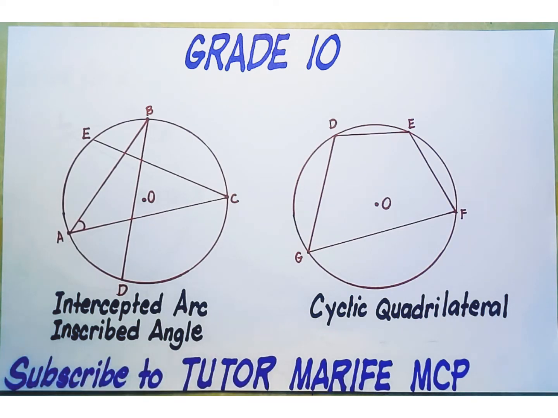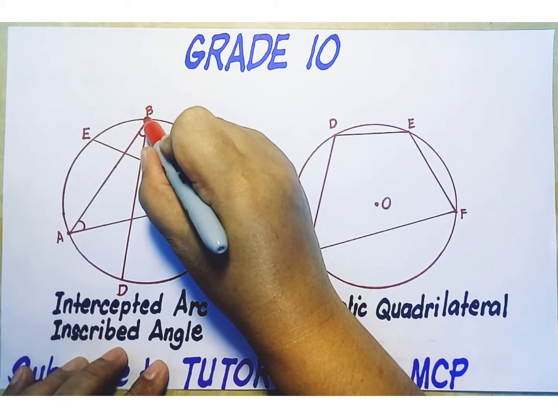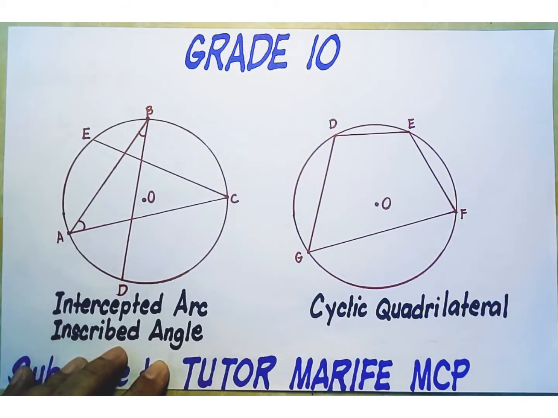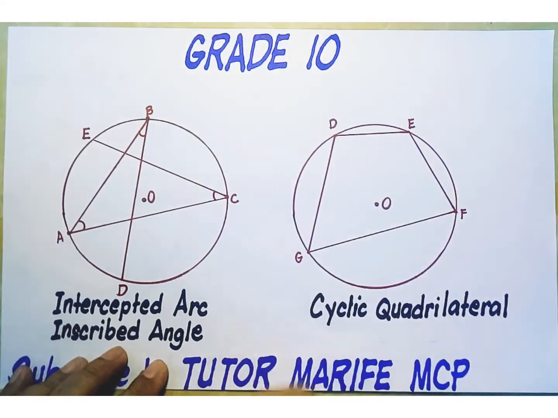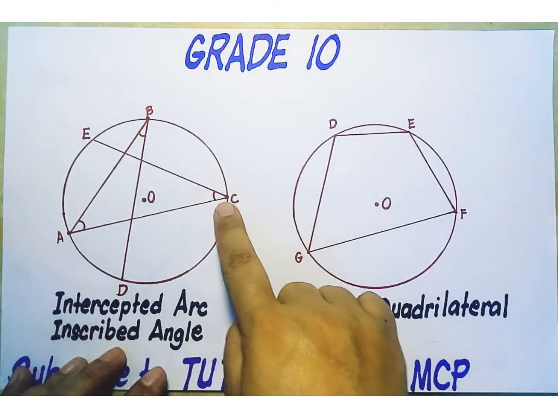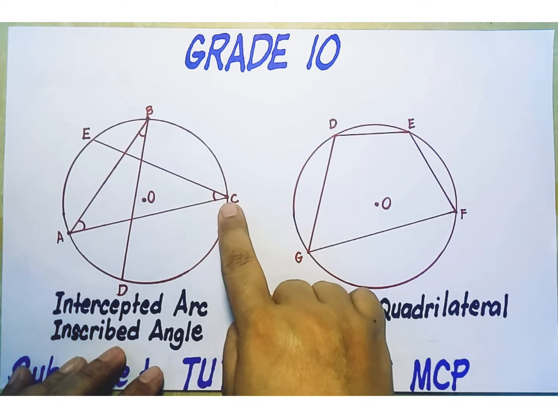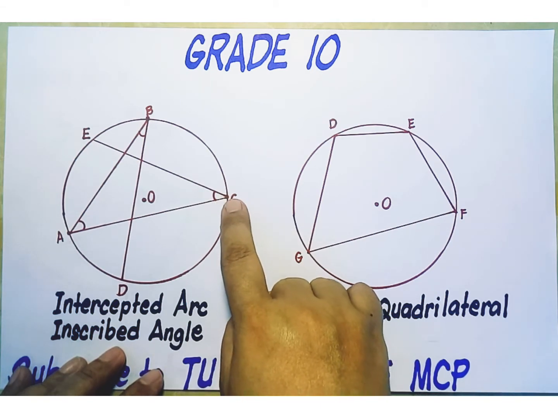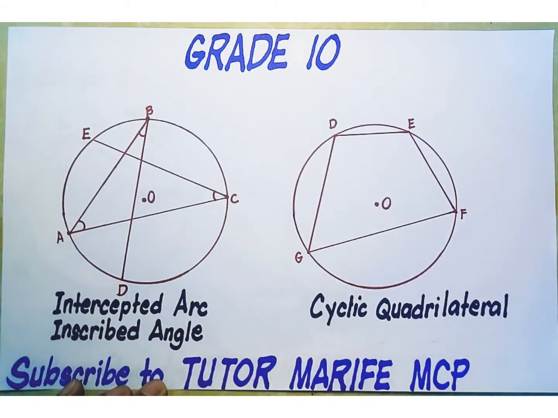Look at angle B. Its vertex is also on the circumference of circle O. So this is another example of an inscribed angle. One last example, angle C. Its vertex is also on the circumference of circle O. Therefore, this is an inscribed angle. Okay? Next term, intercepted arc.